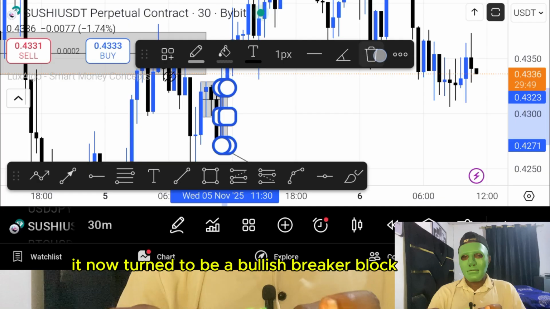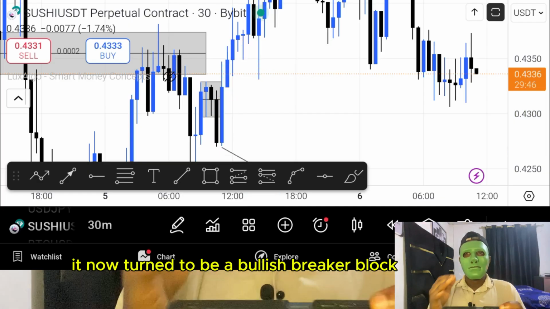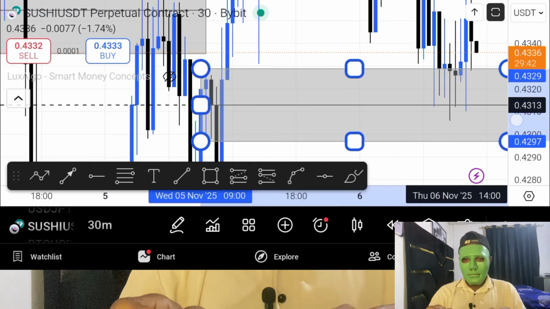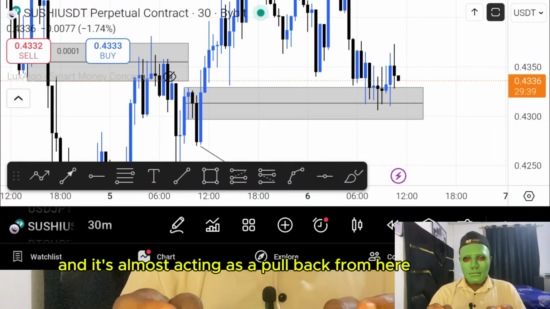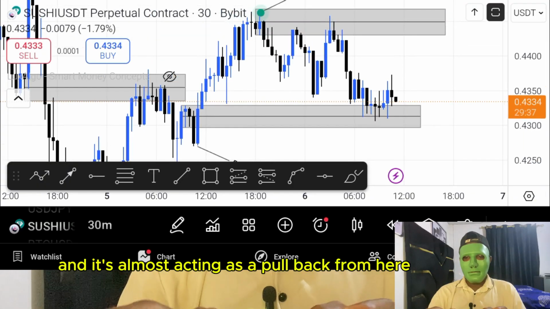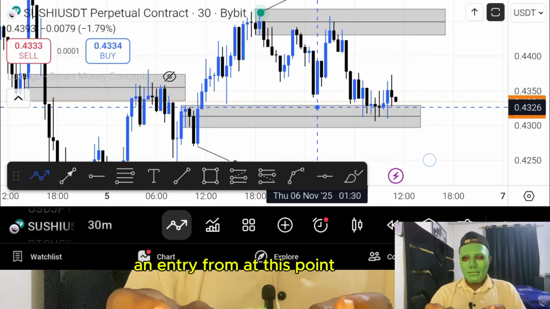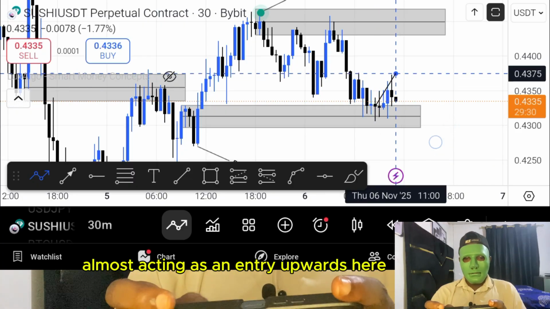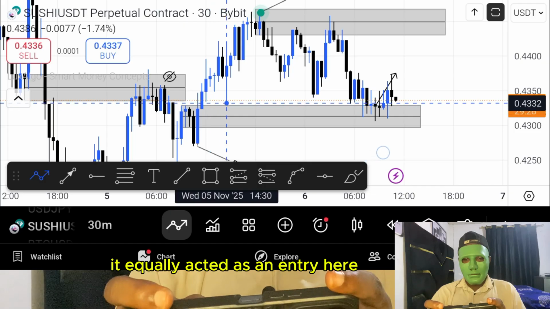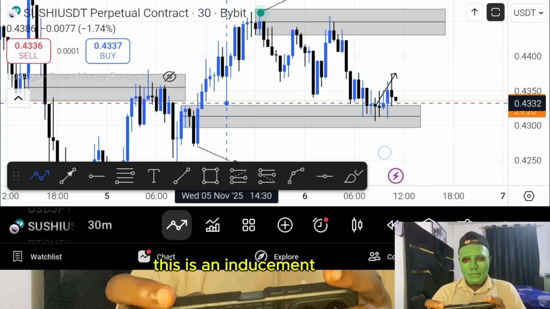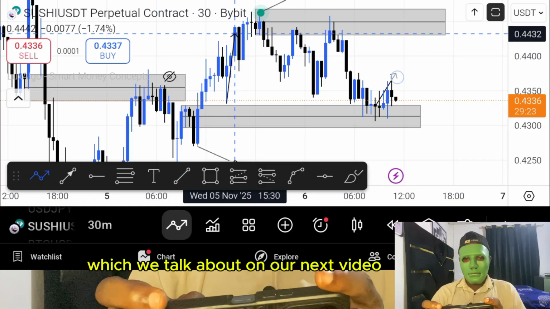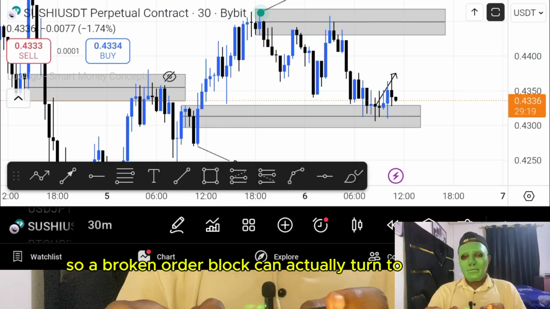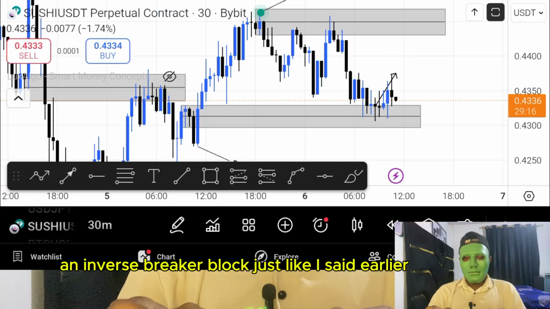And then when it took it out, it now turned to be a bullish breaker block, where the market came to it here, bounced off, and it's almost acting as a pullback, an entry upwards. Here, it equally acted as an entry, even though it didn't trigger here. This is an inducement, which we'll talk about in our next video. And so a broken order block can actually turn into an inverse breaker block, just like I said earlier.